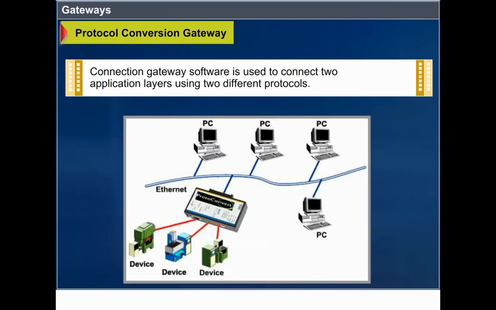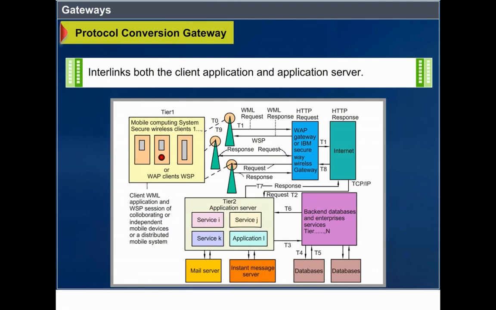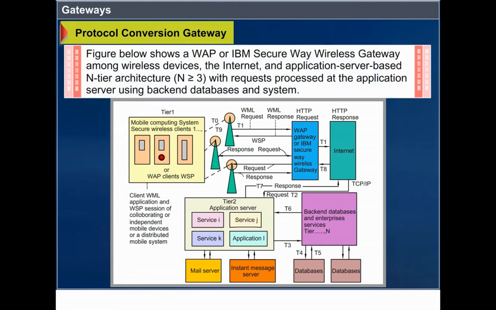Connection gateway software is used to connect two application layers using two different protocols. It connects the client application and the application server. The figure below shows a WAP or IBM Secure Way wireless gateway between wireless devices, the Internet, and an application server-based N-tier architecture, where N is greater than or equal to 3, with requests processed at the application server using back-end databases and systems. Figure shows WAP or IBM Secure Way wireless gateway.